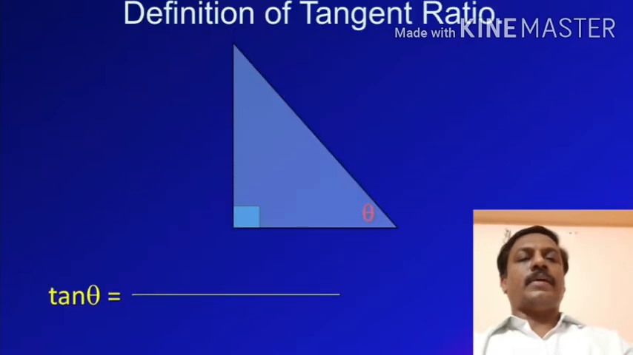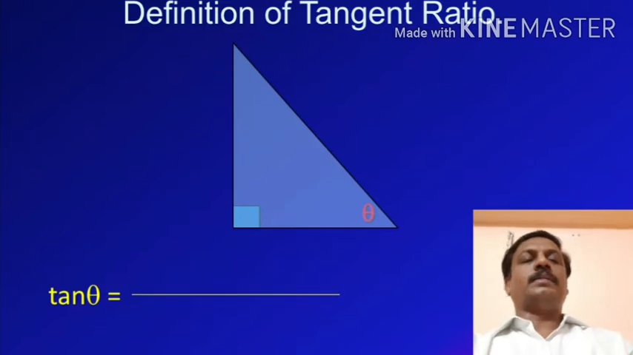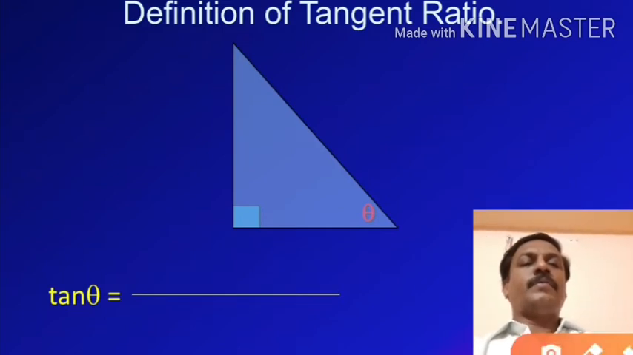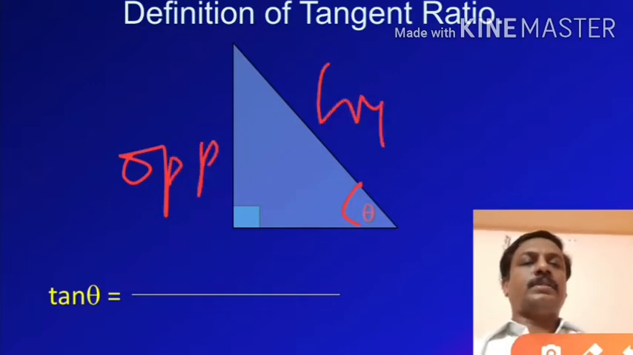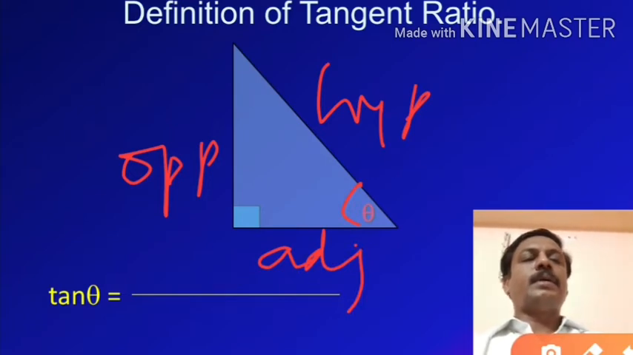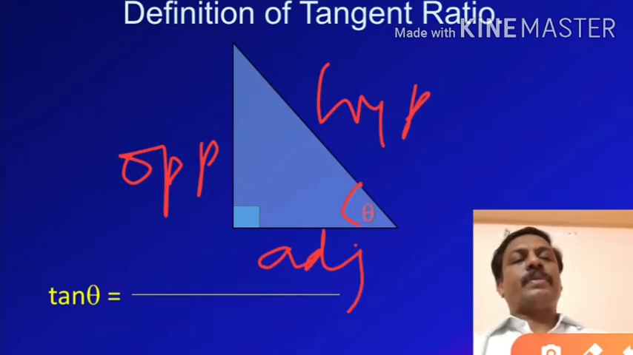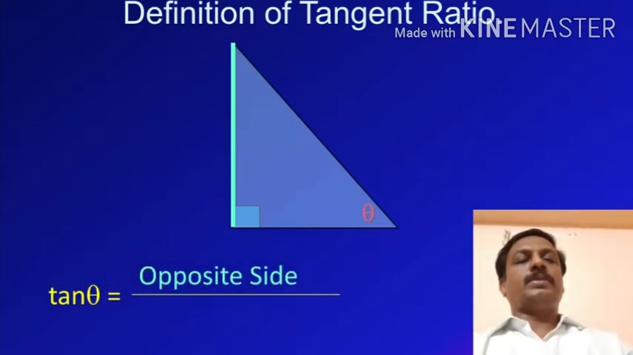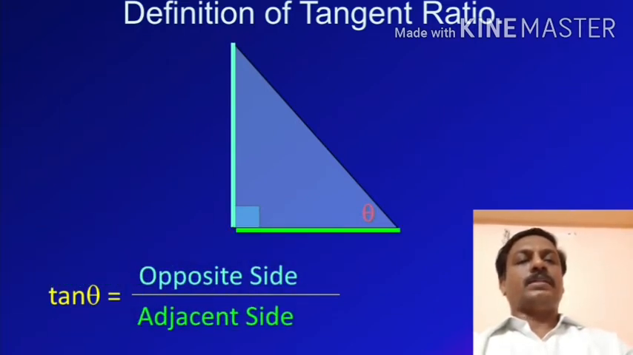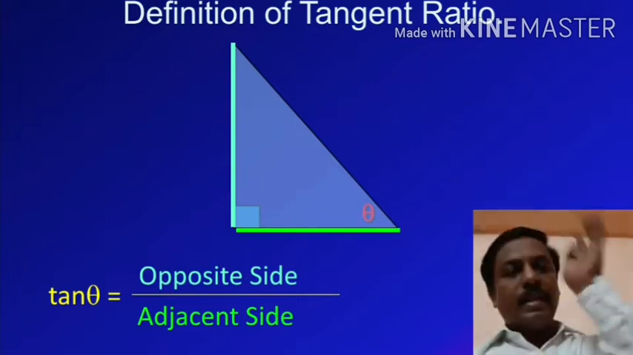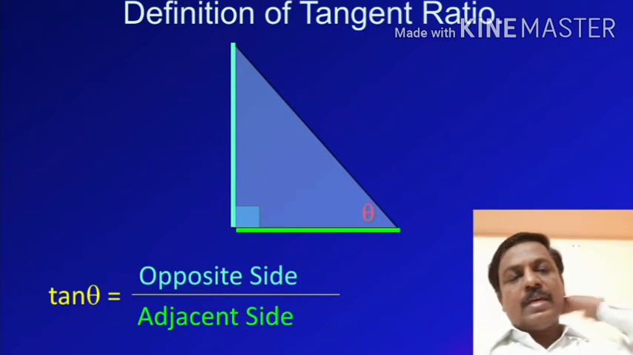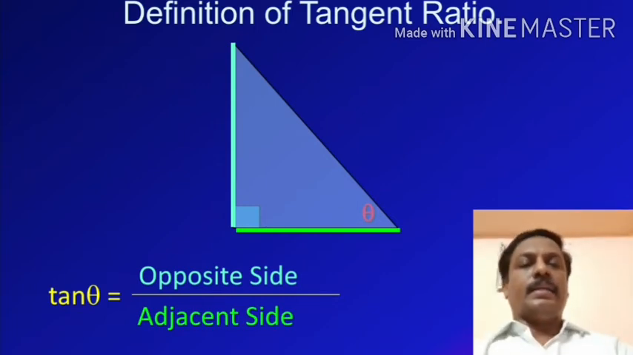Next, tan theta. So tan theta is defined as opposite by adjacent. So again here, if theta is the reference, this is opposite, this is hypotenuse, and this is adjacent. So now tan theta becomes opposite side divided by adjacent side. So opposite divided by adjacent. Okay, so this is how we define three trigonometric functions: sine, cos, and tan theta.